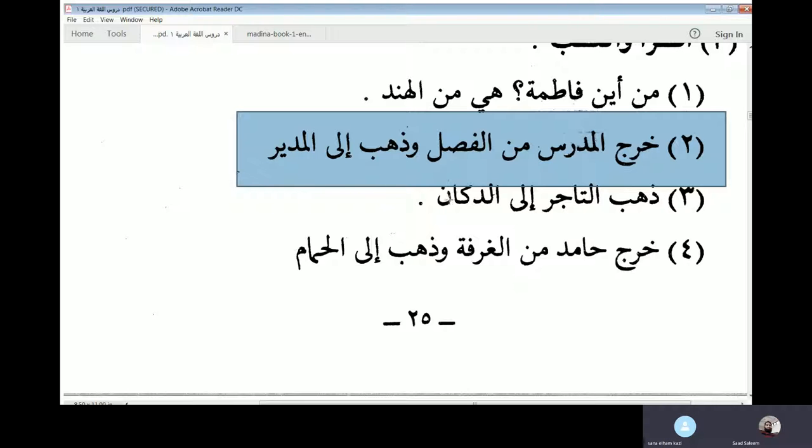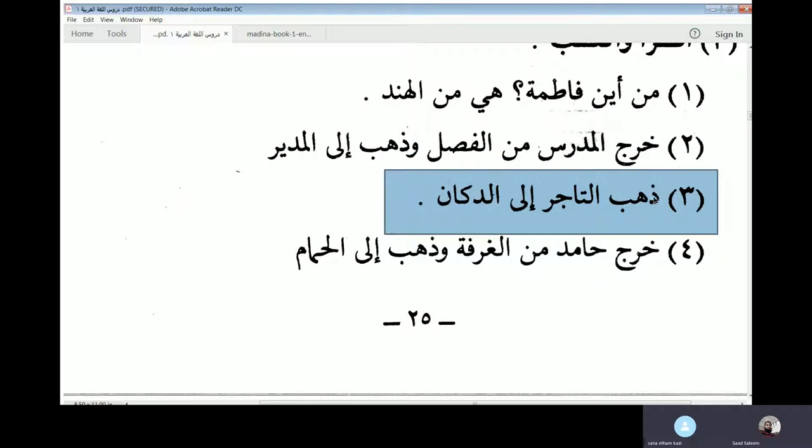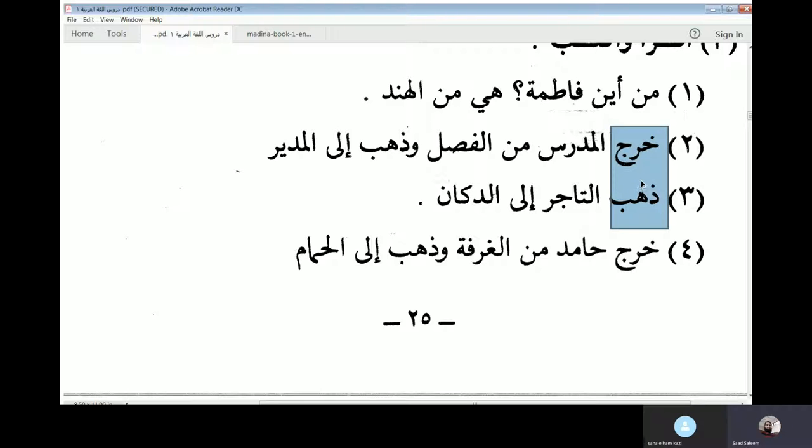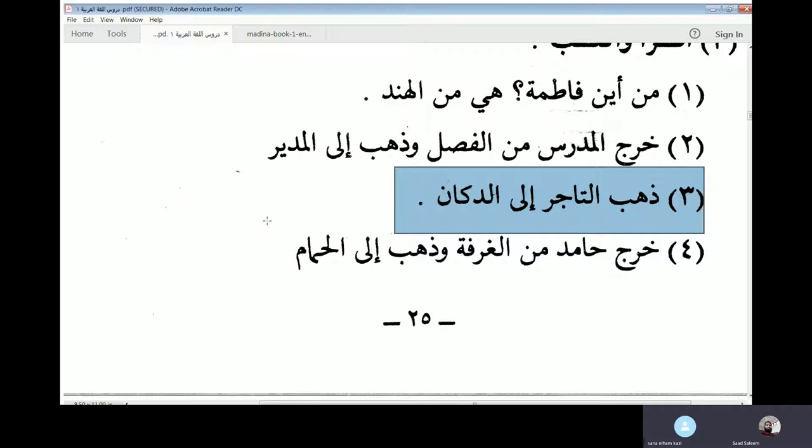Okay. Dhahaba al-tajiru ila al-dukkan. ذهب is went, التاجر is the merchant, إلى is to, الدكان is the shop. So the merchant went to the shop. You are mixing the meanings of خرج and ذهب. ذهب is went, خرج is went out. So the merchant went to the shop.